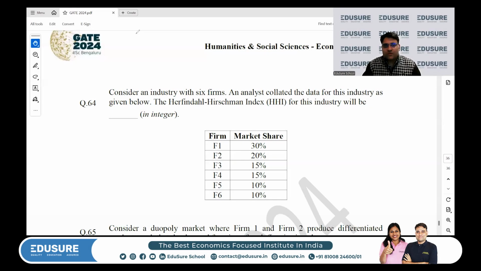IIT GATE 2024, question number 64. Consider an industry with 6 firms. An analyst collated the data for this industry as given below. We need to calculate the Herfindahl-Hirschman index, that's HHI.